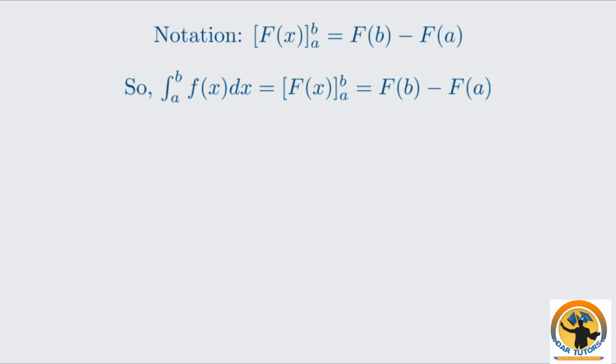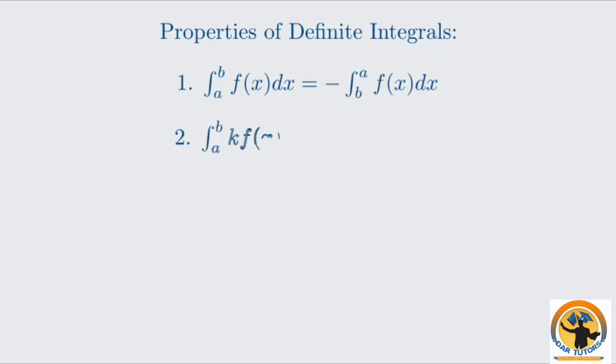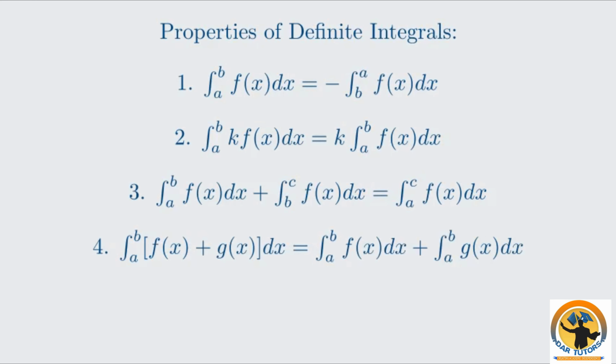Now, let's look at some essential properties of definite integrals that will help us solve problems more efficiently. First, if you swap the limits of integration, the sign of the integral changes. Second, you can pull a constant k out of the integral. Third, you can split an integral over an interval a to c into two integrals, from a to b and from b to c. And fourth, the integral of a sum of functions is the sum of their integrals. These properties are direct consequences of the fundamental theorem of calculus and the properties of antiderivatives. They are powerful tools for manipulating and simplifying integrals.